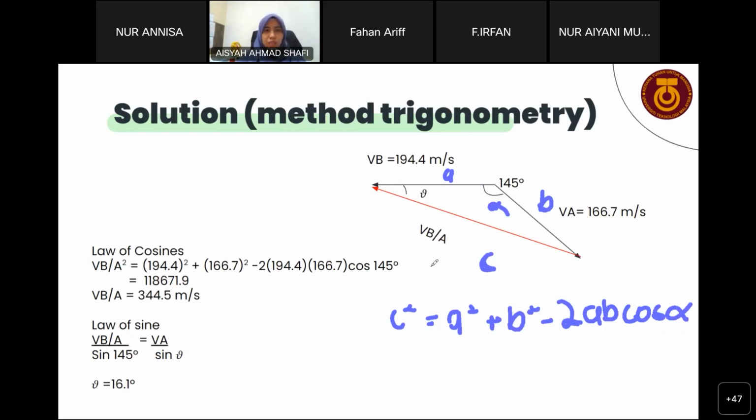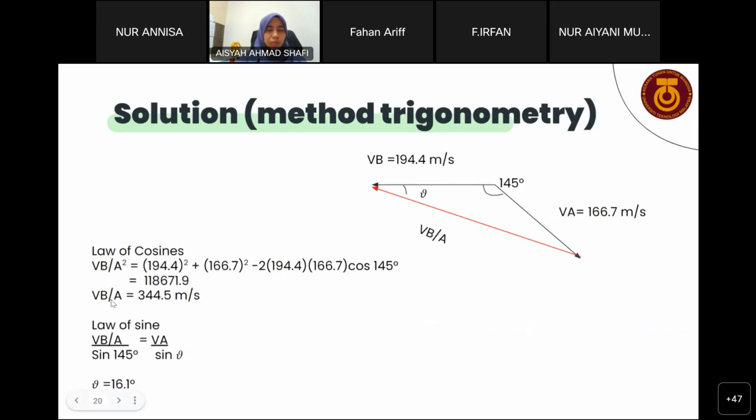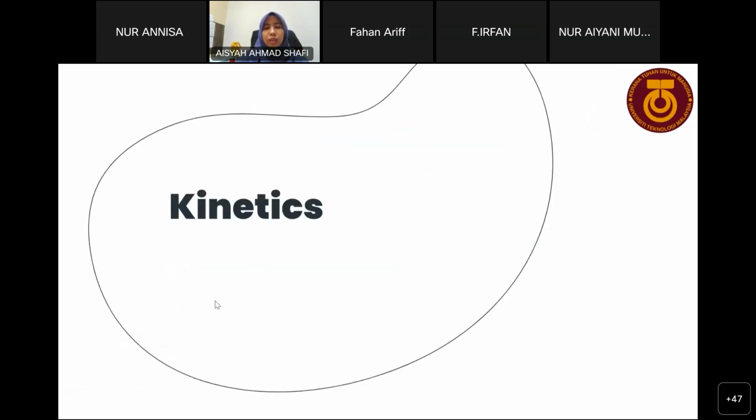So by applying this theory, you will get VBA squared equal to 118,671.7, and then taking the square root of this, you will get the velocity of B relative to A is 344.5 meter per second. It should be the same as the rectangular method.